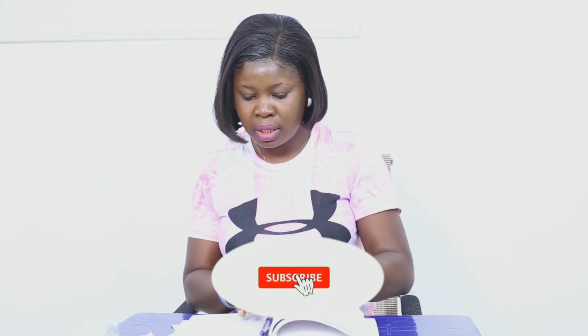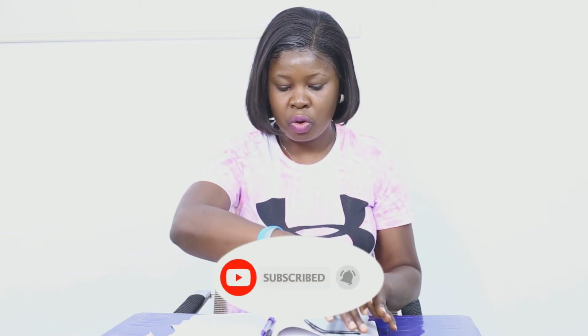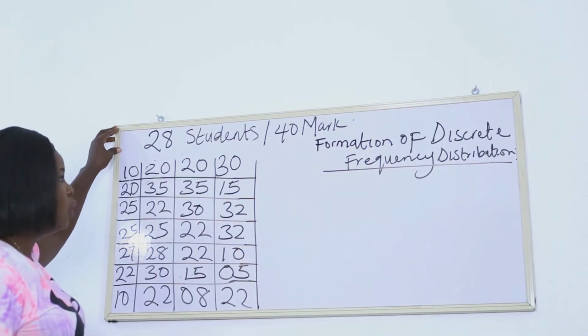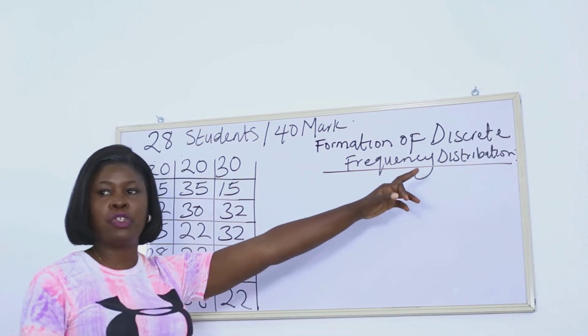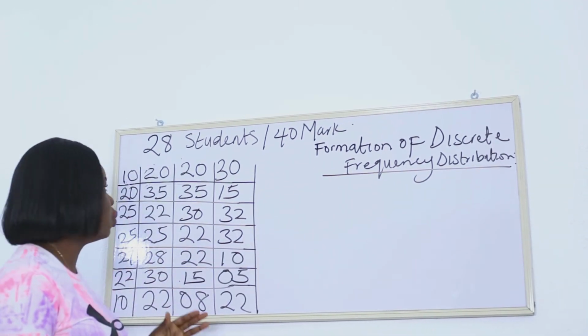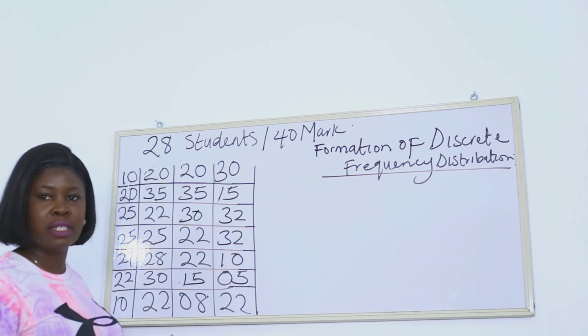Then another important thing we need to know is how to form a discrete frequency distribution. How do we form them? Let's take for example the marks of a set of students in a particular class. Now we are looking at formation of discrete frequency distribution. And how do we do that? We want to form this into a frequency distribution.